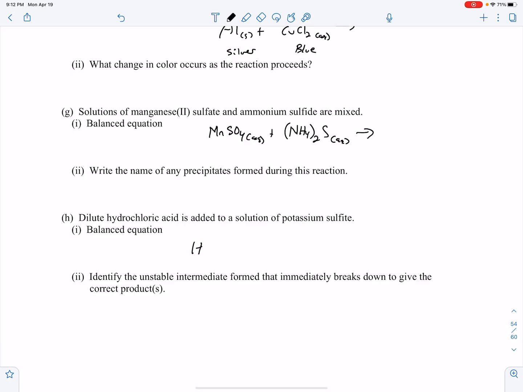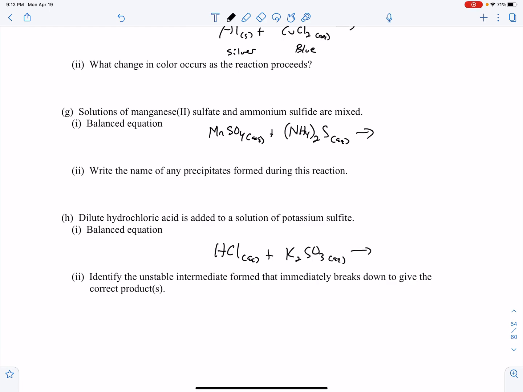Dilute hydrochloric acid, right? We know what that is. Oops, let's write this the right way. Strong acid is added to potassium sulfite. And then hopefully you'll identify that intermediate. And intermediate just means something that immediately breaks down, and hopefully you can figure that substance out that will immediately break down to produce two species, one of them being a molecular species and the other one being a gas.